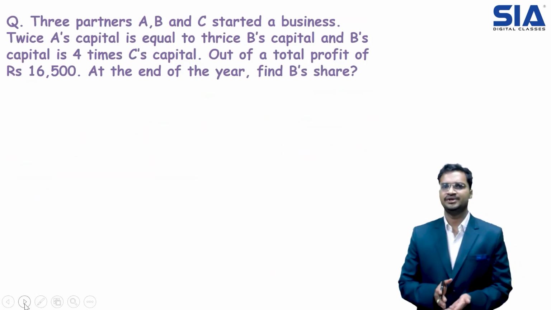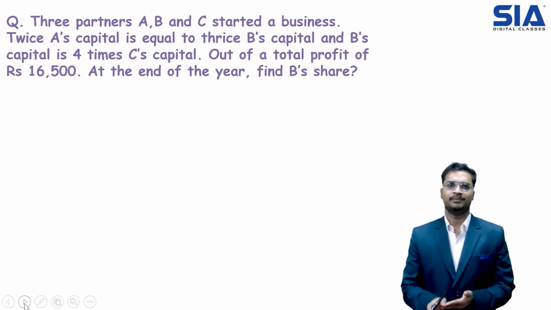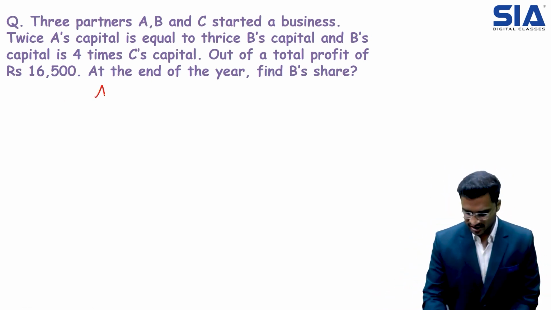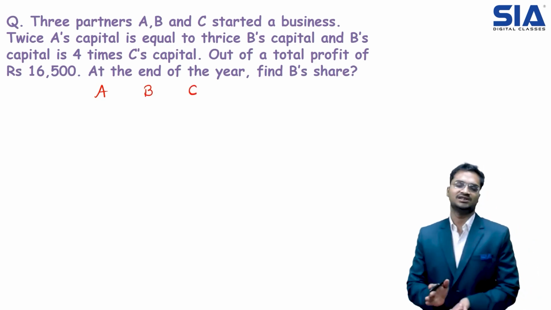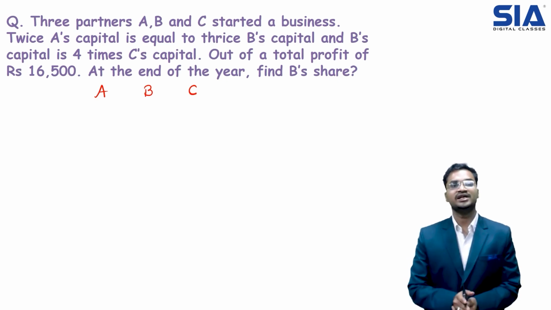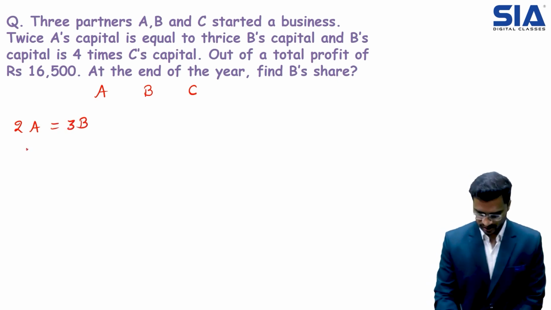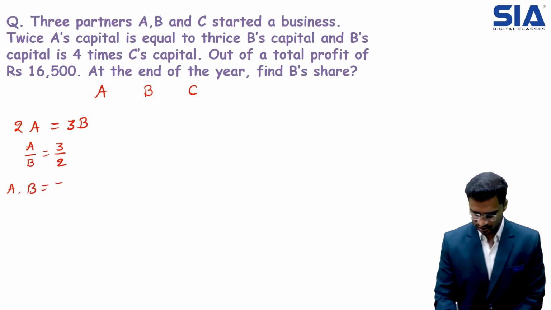Three partners A, B, and C started a business. Twice of A's capital is equal to thrice of B's capital. So let us assume the capitals of A, B, and C as A, B, C itself. They are investing A rupees, B rupees, and C rupees respectively. Now twice of A's capital, he is saying 2 times A is equal to 3 times B. Then A by B is 3 upon 2. Then I can say that A ratio B is equal to 3 ratio 2.